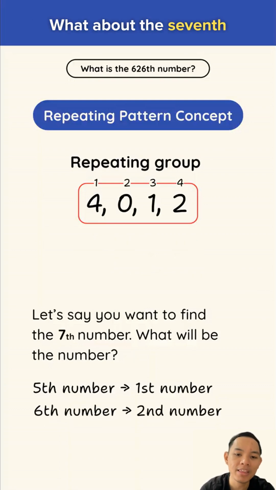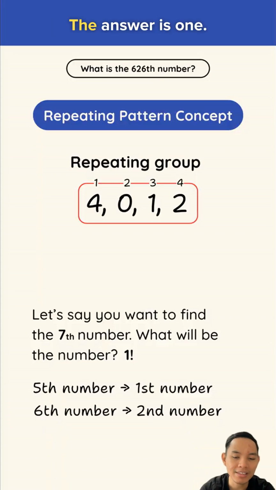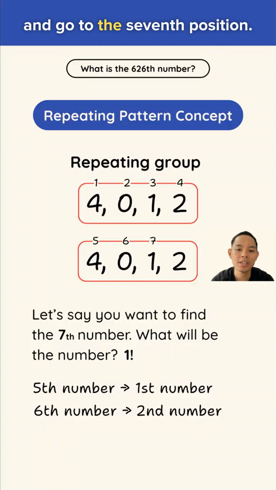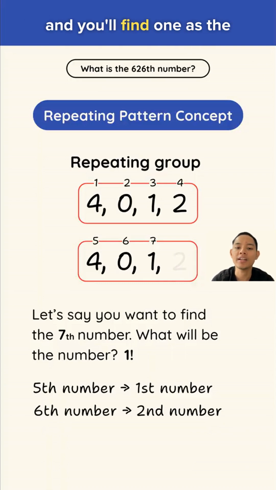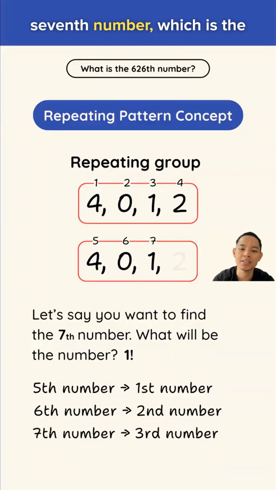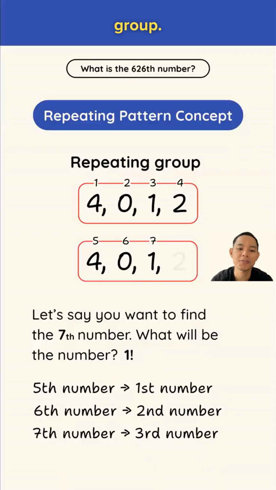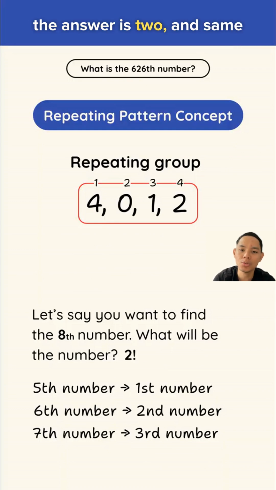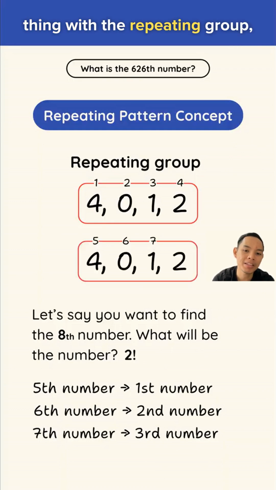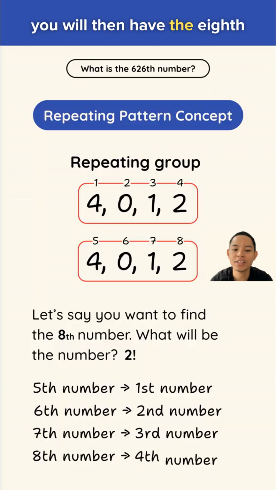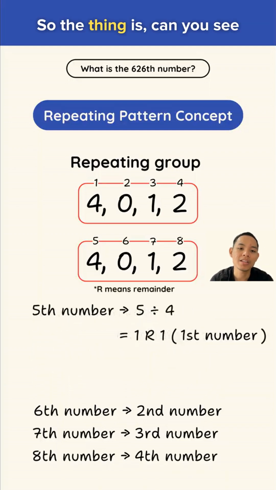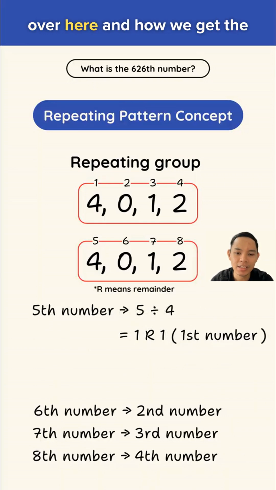What about the seventh number? I think you probably know the answer. The answer is 1. Same thing, get another repeating group and go to the seventh position, and you'll find 1 as the seventh number, which is the third number in the repeating group. And then I think you probably know the eighth number, and the answer is 2. Same thing with the repeating group, the eighth number is the fourth number in the repeating group.